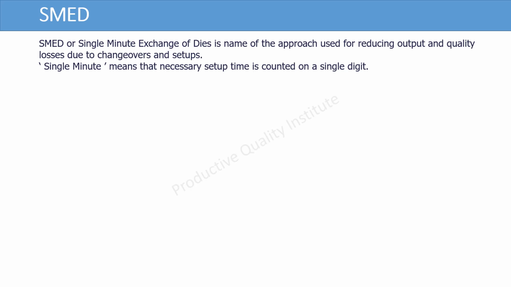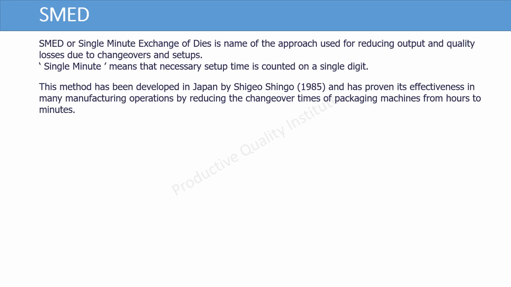SMED, or single-minute exchange of dies, is the name of the approach used for reducing the output and quality losses due to changeovers and setups. Single minute means that necessary setup time is counted in a single digit. This method was developed in Japan by Shigeo Shingo and has proven its effectiveness in many manufacturing operations by reducing the changeover times of packaging machines from hours to minutes.